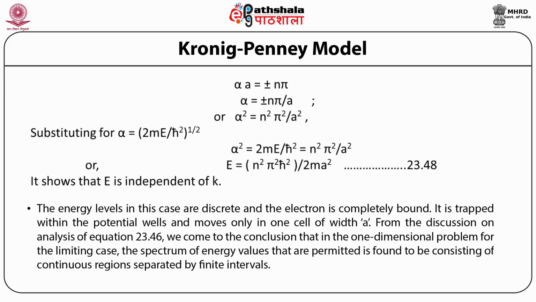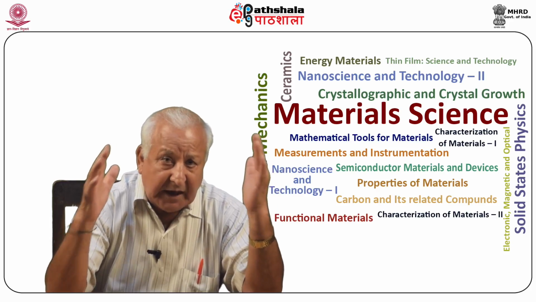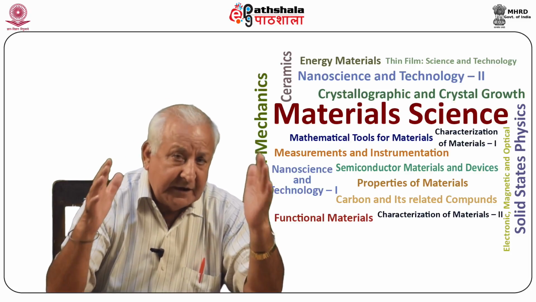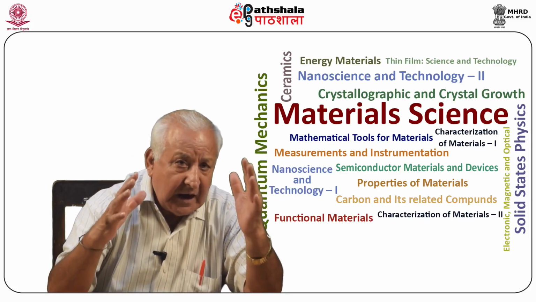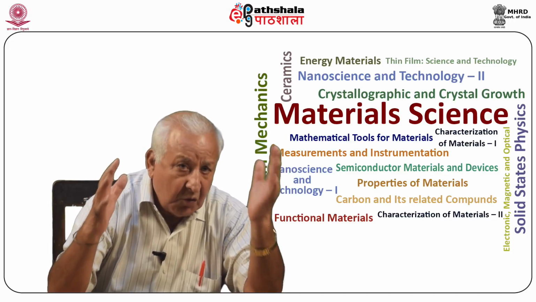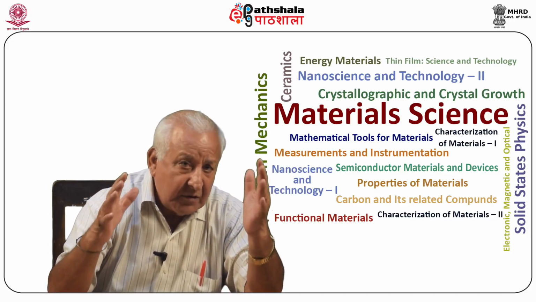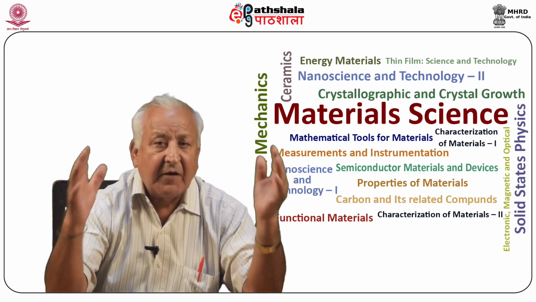The energy levels in this case are discrete and the electron is completely bound. It is trapped within the potential wells and moves only in one cell of width a. From the discussion on analysis of equation 23.46, we come to the conclusion that in the one-dimensional problem, for the limiting case, the spectrum of energy values that are permitted consists of continuous regions separated by finite intervals. By varying the quantity capital P, that is V0 b, from 0 to infinity, we move from the case of free electrons to that of bound electrons, and so are able to study the changes in the allowed and forbidden ranges of energy and the wave function.